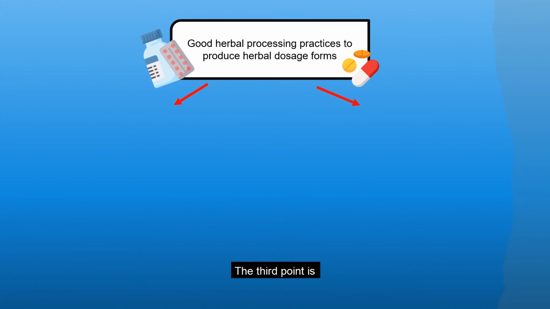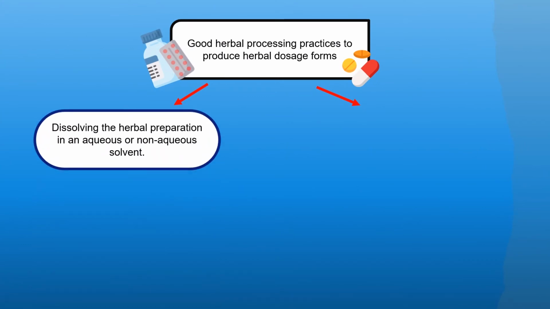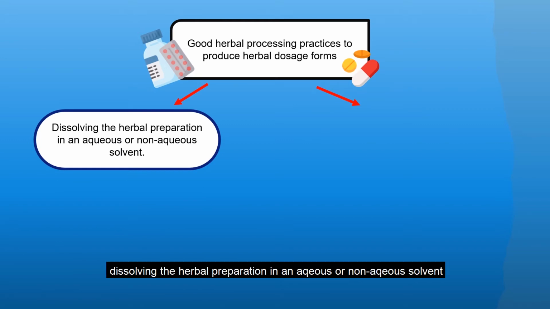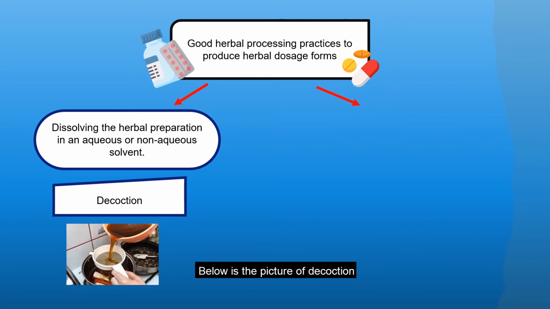The third point is good herbal processing practices to produce herbal dosage form. The first practice is dissolving the herbal preparation in an aqueous or non-aqueous solvent, for example decoction. It is an example of a liquid herbal dosage form. Below is the picture of decoction. The next is a video for the decoction process.